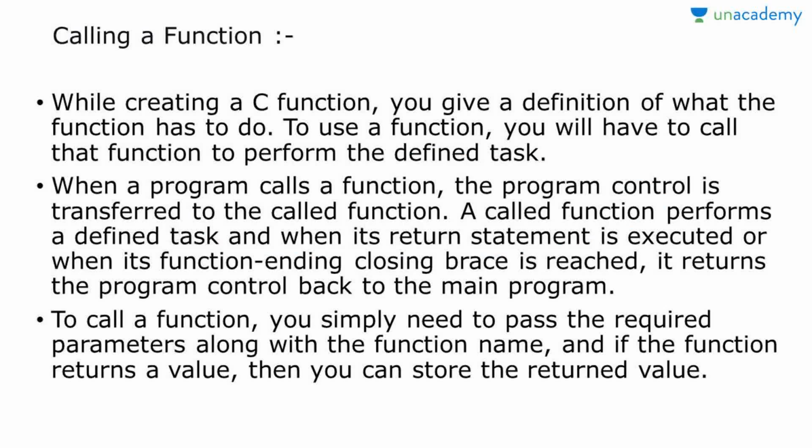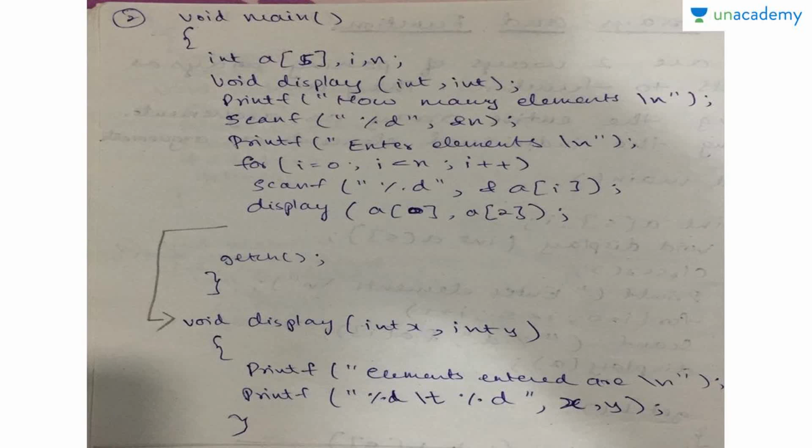A called function performs a defined task, and when its return statement is executed or when its function-ending closing brace is reached, it returns the program control back to the main program. So if we have any bits of code after display, after this display has finished, the cursor will come back here and that will get executed. After the closing braces, it goes back here, and if there are any lines of code after the display function, they'll be executed, or else it'll come to getch and close the program, and then you'll have the output on your screen.